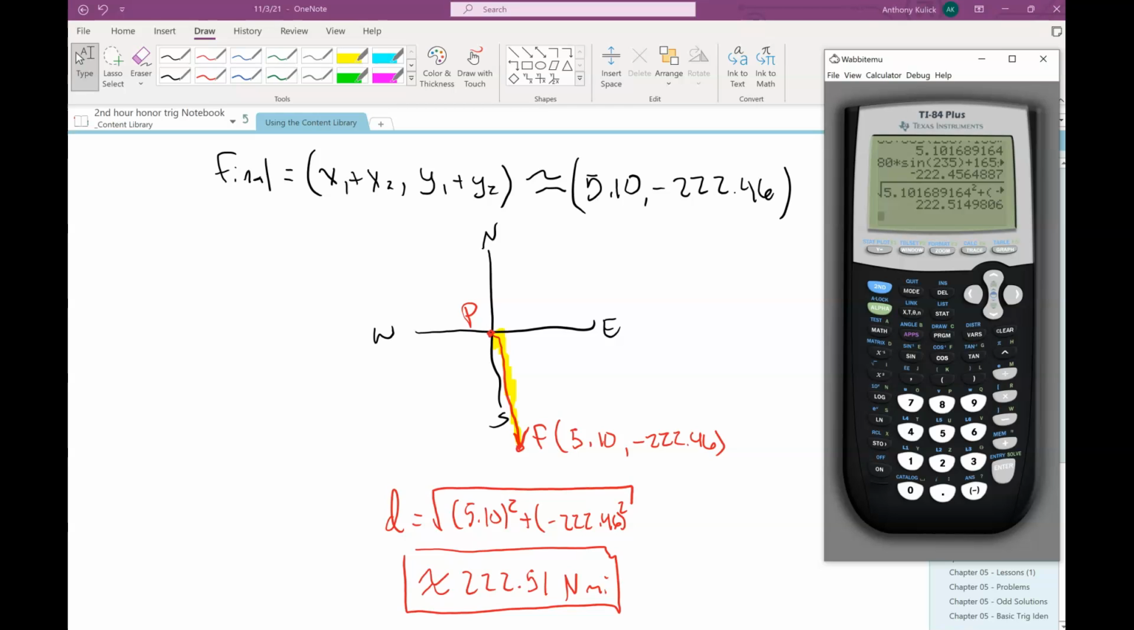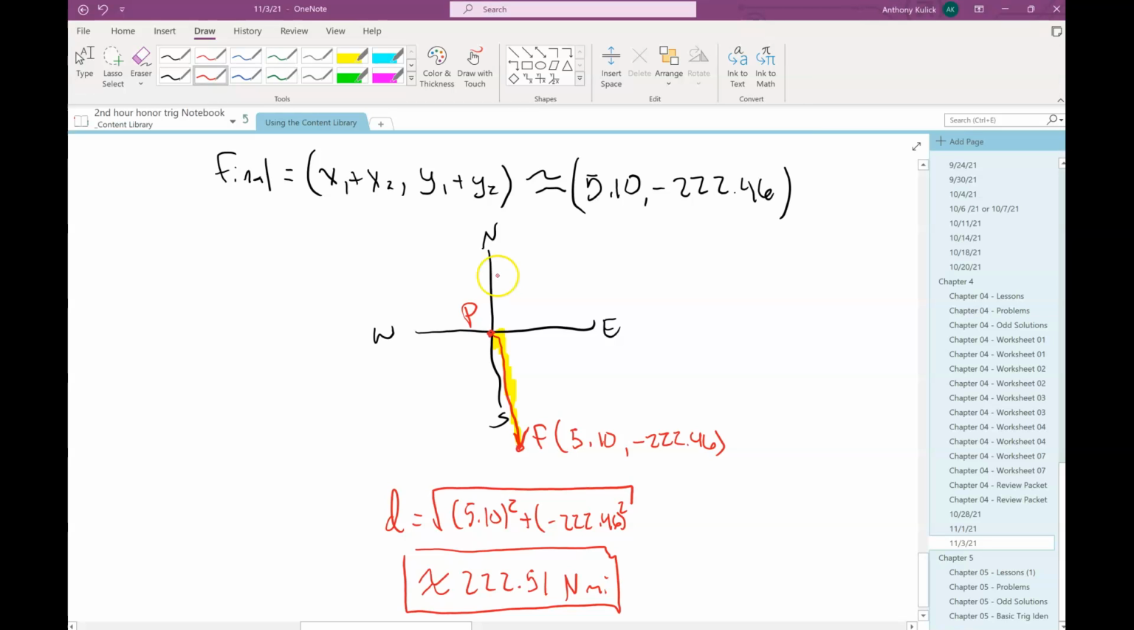The other thing it asked for was my bearing. So that would be this right here. So this piece is 90, right? And then it's going to be plus this piece. What is that piece going to be called? Dude, that's an alpha, right? Between the terminal side and the x-axis, acute angle. That's an alpha, just like we did before.